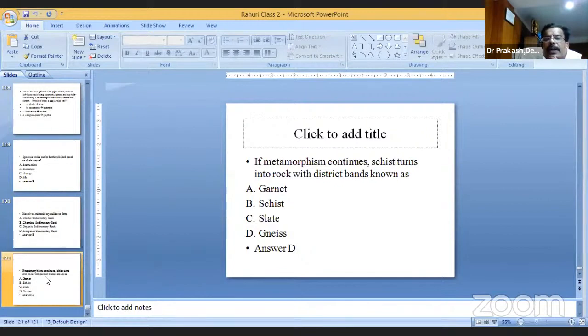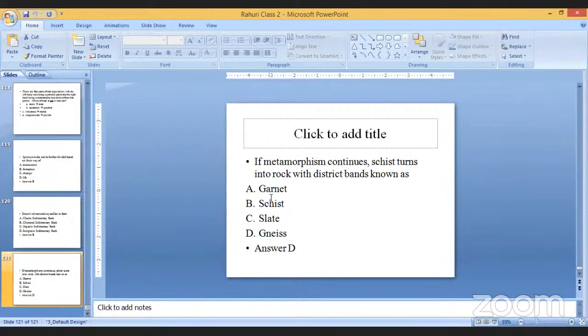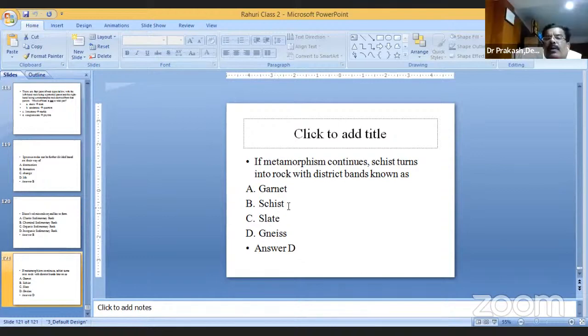If metamorphism continues, schist turns into rock with distinct bands known as gneiss. Garnet is a mineral in schist. So because schist is going to change, from schist it is gneiss actually, wherein we'll get a band of white colored minerals, followed by the dark colored minerals arrangement in case of gneiss. So this is what for today's class.